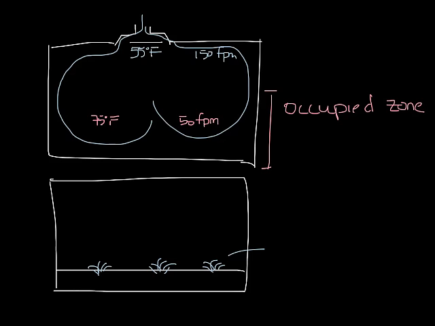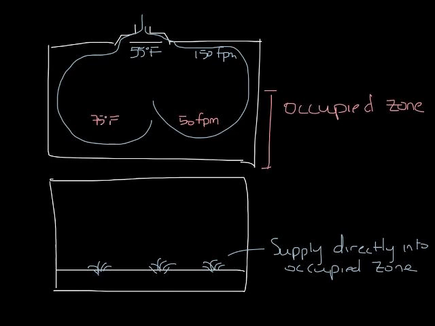Because you're supplying air directly into the occupied space, you can use warmer air temperatures. Depending on where the project is located, you may have to cool your air down to 55 to dehumidify, but then you would mix it with return air to warm it up some. Essentially, underfloor systems use somewhere between 60 and 65 degrees supply air at the diffusers.